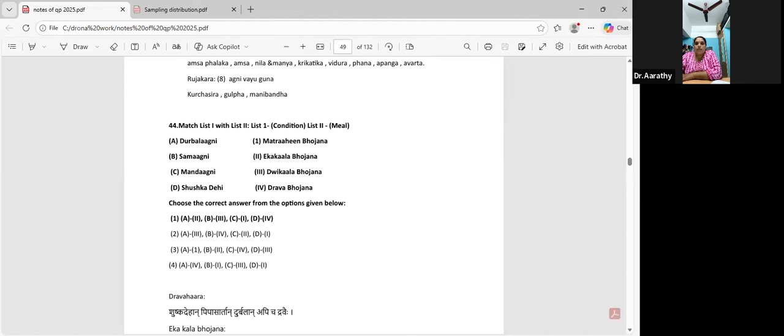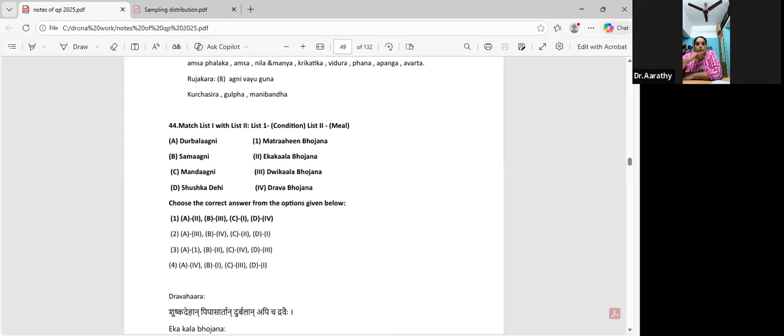44. It is Durbalagni, Samagni, Mandagni, and Shushka Dehi. So see, certain questions you may not have seen before. Okay, this was one question for me like that. I haven't studied this. So when I wrote the exam, some option somewhere should click. So go through the options, go through both the lists, go through the options given. From there, you can pick some sort of clues.